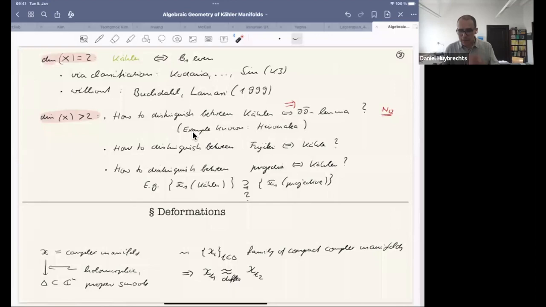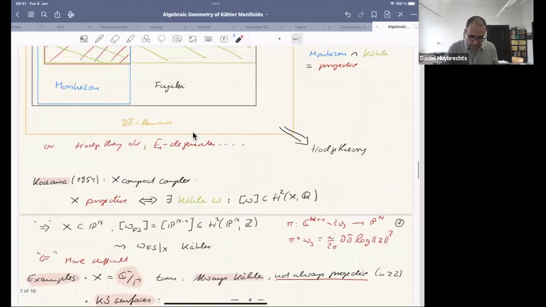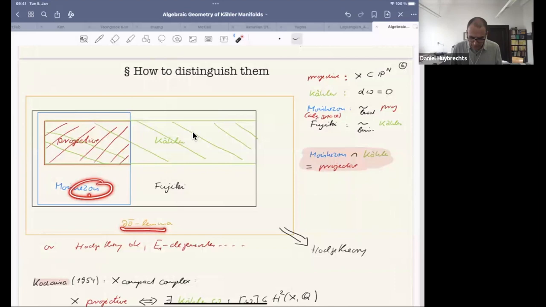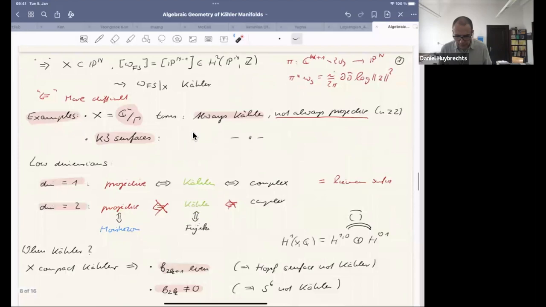I forgot one thing I wanted to tell you. I'm sorry, in this diagram here, there is this very important result that goes back to Moishezon that clarifies the link between Moishezon and projective. The projective manifolds, those here, are exactly those that are Kähler and Moishezon. So the intersection of Moishezon and Kähler is projective. So in particular, all those Moishezon manifolds, they satisfy the del del bar lemma, but they are not Kähler. And this example I alluded to here.